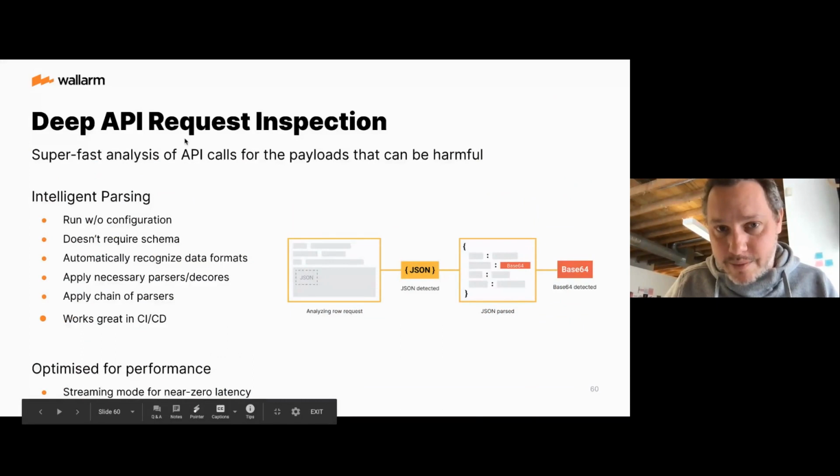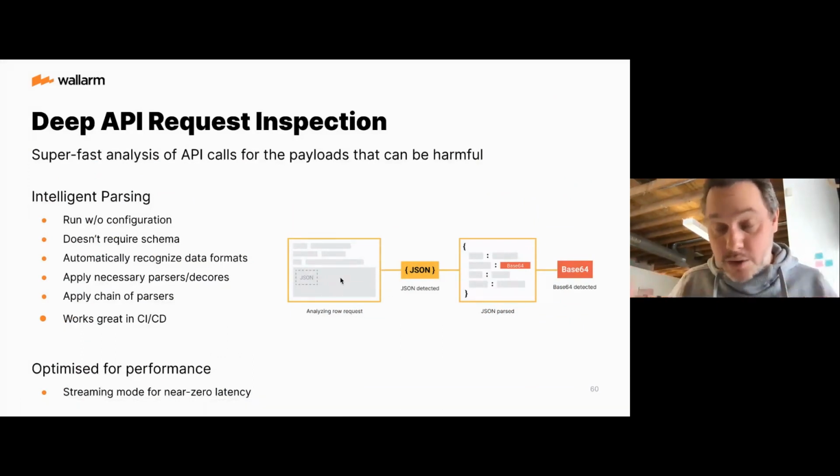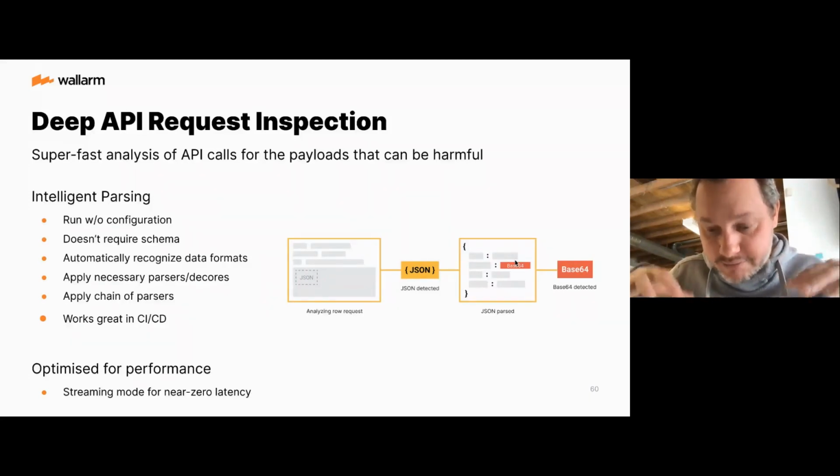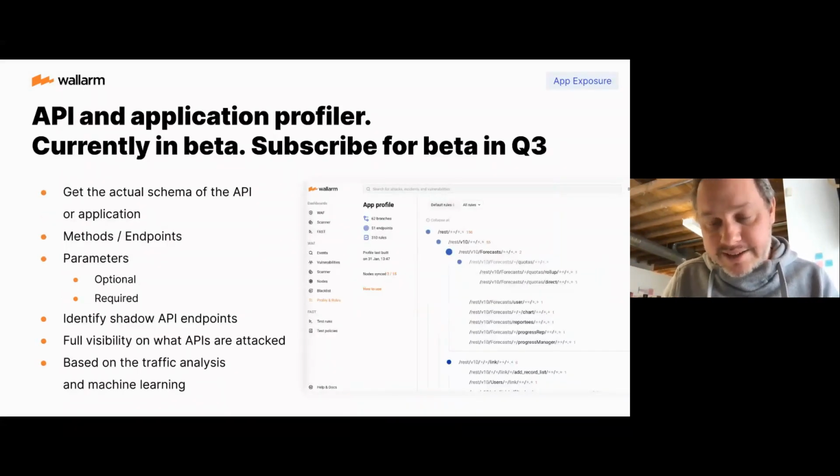especially because we have this API request inspection, where we can analyze the request without knowing what's inside. So you don't need to upload any schema. We will take the request and identify, okay, this is JSON, we need to apply a JSON parser, and we will have the full structure. If we see that there is a nested format like base64, we will apply a chain of parsers, like we'll apply base64. So the idea is to see really deep and look for malicious behavior everywhere within the request. And as I mentioned already, we can give you the view of how your application works.